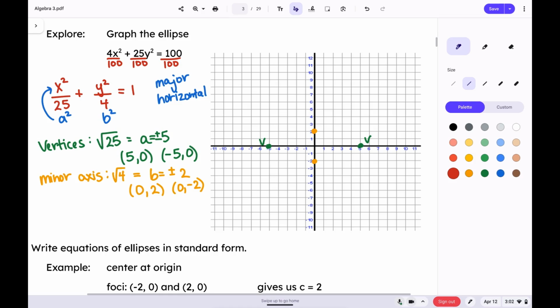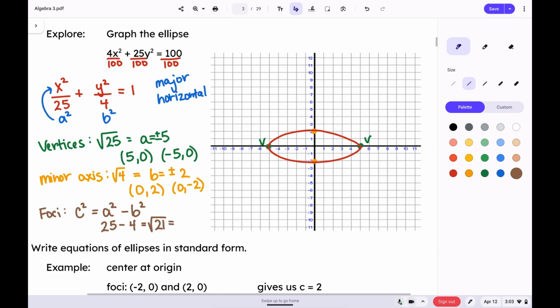At this point in time, you could go ahead and connect and make the outline of your ellipse. So you get an idea of what it looks like. The last thing, though, that I'm going to be looking for on your graphs is your focus points. So we're not totally finished yet. To do your focus points, we need to figure out what the c squared is. And to find c squared, you do a squared minus b squared for an ellipse. So you're going to do 25 minus 4, which would be 21. And we're going to have to square root that.